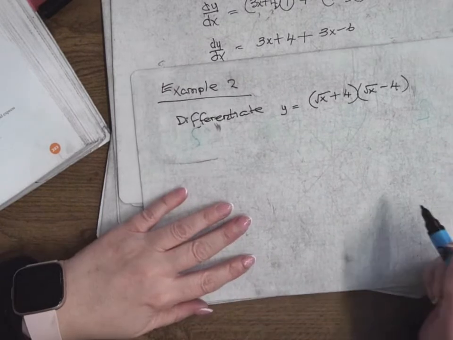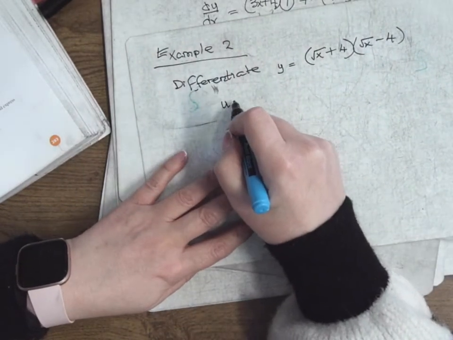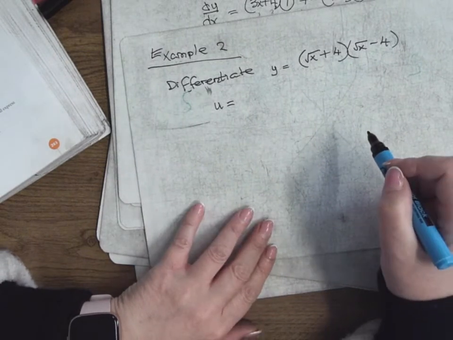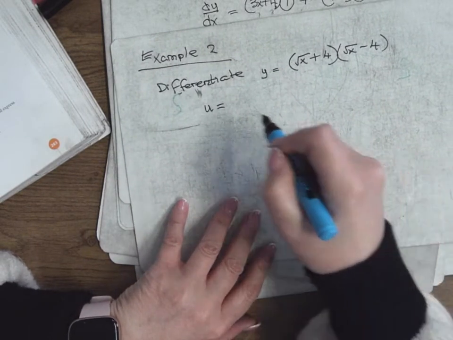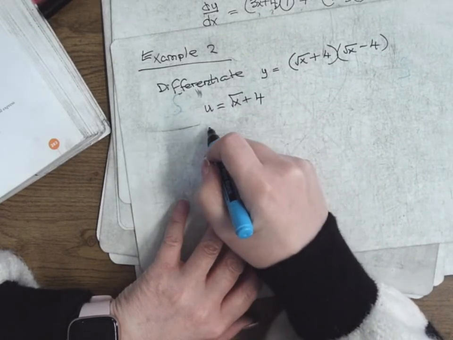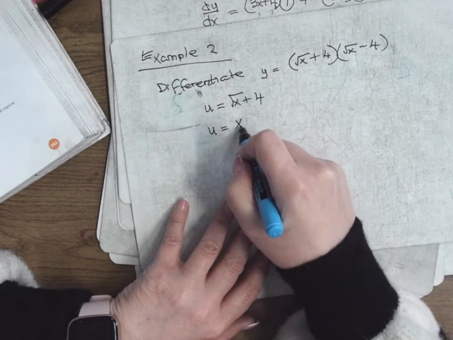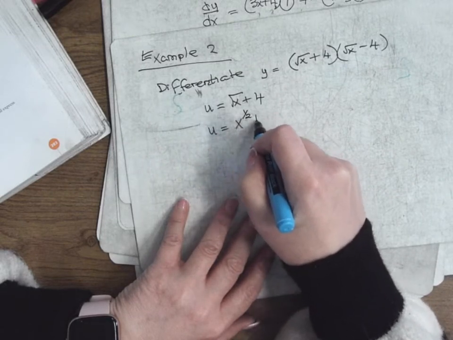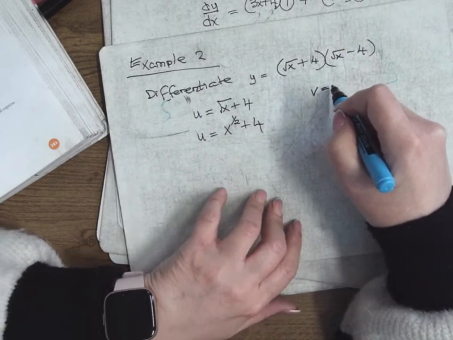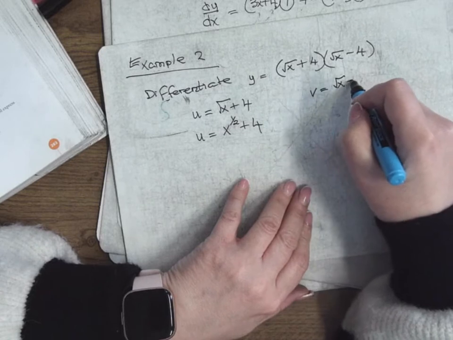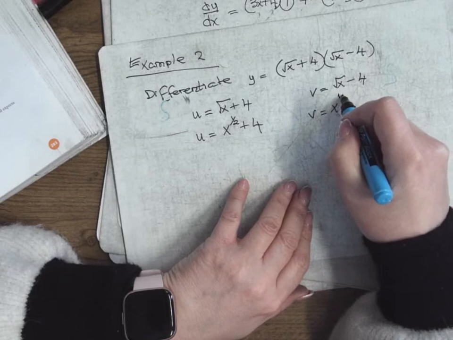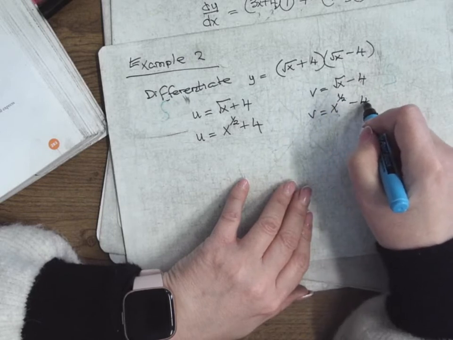Okay? Right. So you let u equal to the first item in the product. So what will I say u is equal to? Square root of x plus 4. Now, I know I'm going to be differentiating that, so I might write that as x to the power of a half plus 4. Agreed? Right, you let v equal to the second bracket, which is the square root of x minus 4. And because I'm going to be differentiating, I'm just writing that as x to the power of a half minus 4. Is that okay?